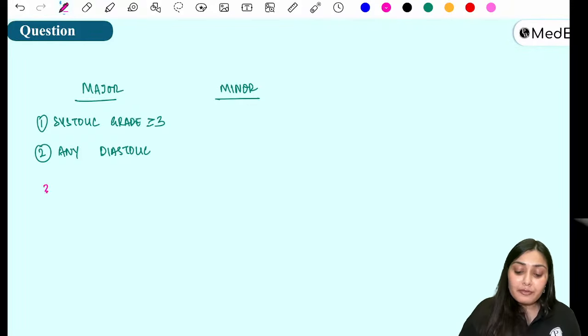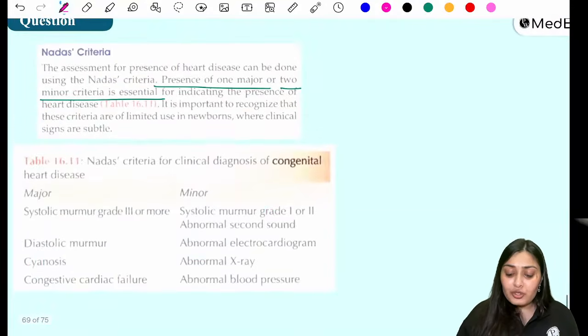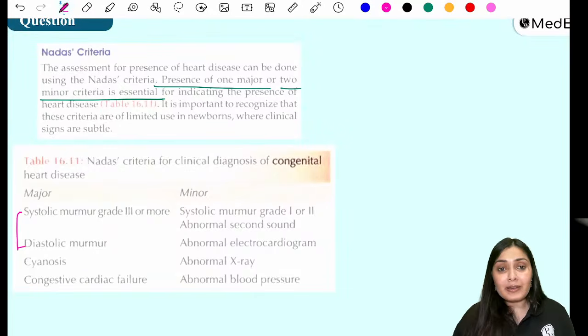Then we have CC. What do I mean by CC? C is for cyanosis. C is for congestive heart failure. So these are the 4 major criteria. Remember, 2 are the murmur criteria: systolic murmur grade 3 or more and diastolic murmur. And then we have CC, cyanosis and congestive cardiac failure. So this is the major criteria.